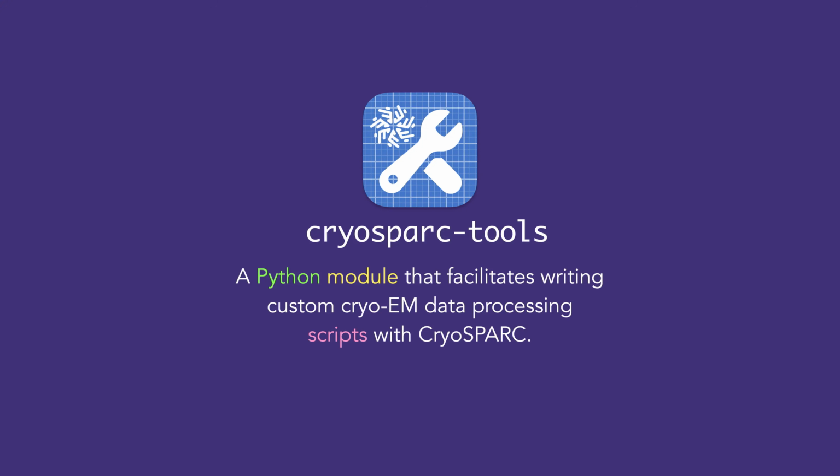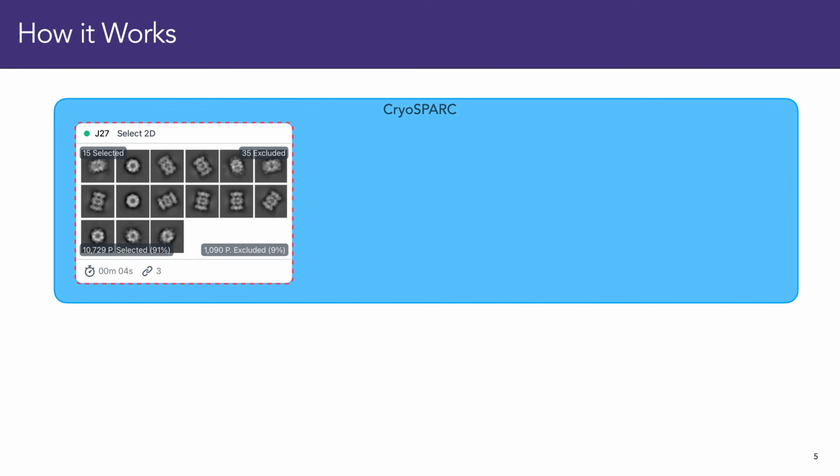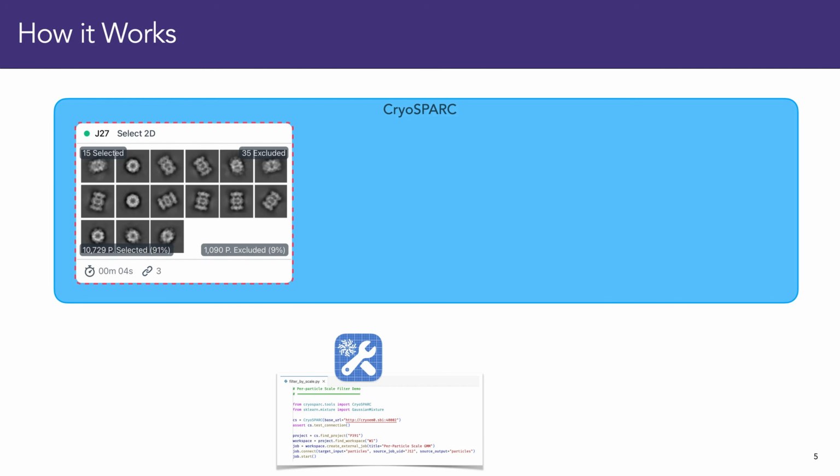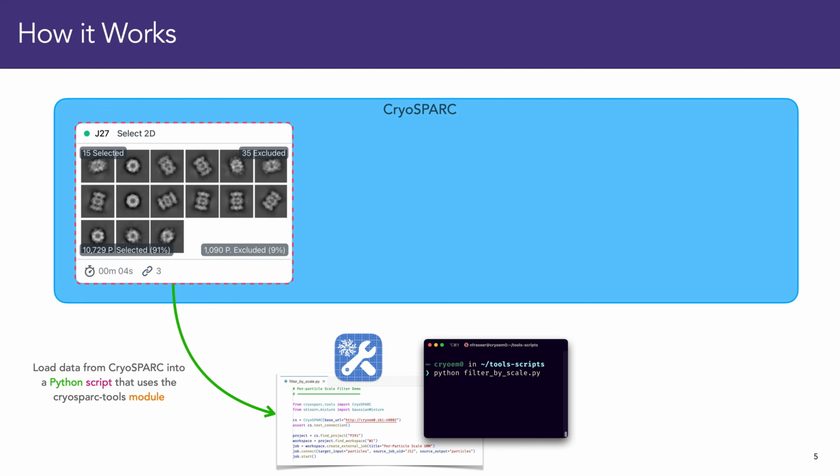So that's CryoSPARC Tools at a high level. Now, how does this actually work? The blue rectangle here represents a local CryoSPARC instance. It's a very simple instance. It just has one job inside it. Let's say we'd like to do something with these particles. For example, filter out the bad ones, train a machine learning model, write them out to Relion, anything you want. We can write a Python script that includes written steps to download the particles data, inspect and process that data, and save the results.